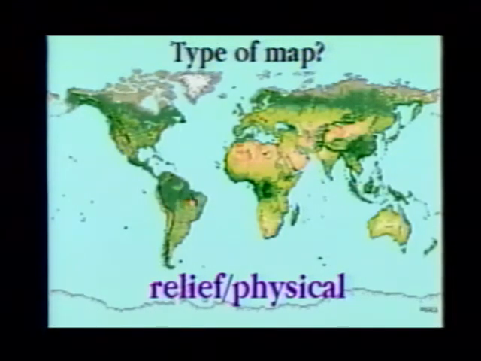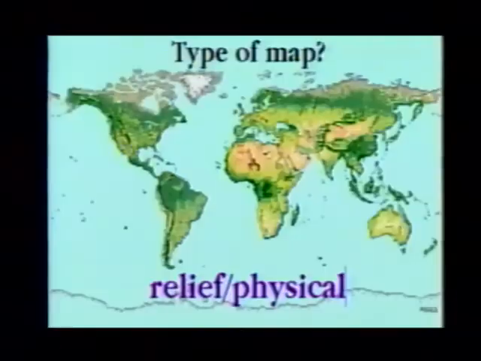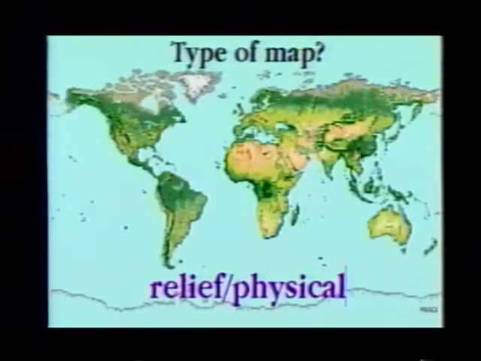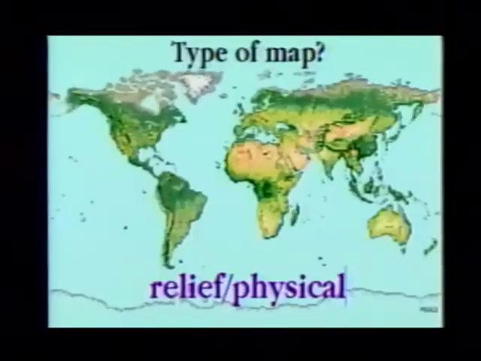Like right down here in South America, what do you suppose that is in there? A rainforest. Okay, so what about over here in Africa? What's that then? Probably a desert. It looks kind of dry, doesn't it? Yep. So this one, does it show us any of the borders? No, so it's not political. It doesn't show us the borders. It doesn't tell us what the names of the countries are.